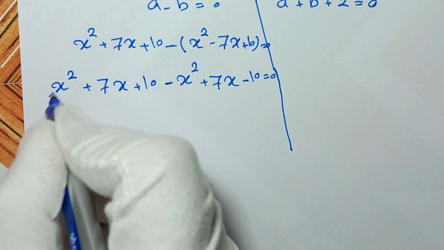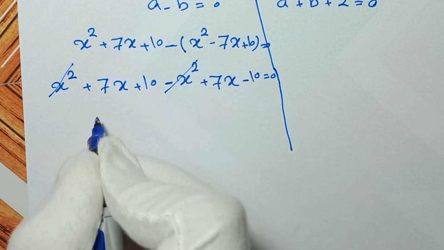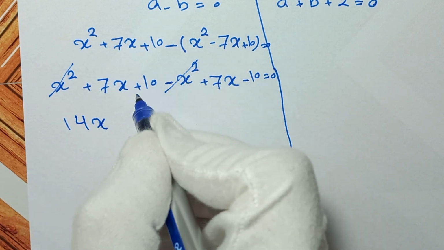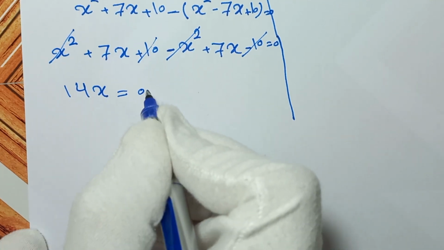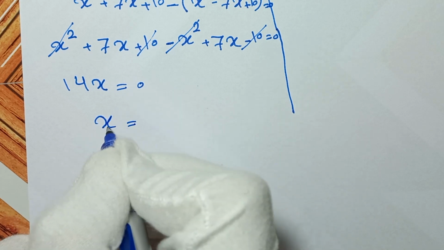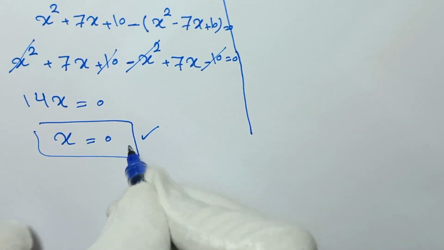And in here x squared will cancel this x squared, and 7x plus 7x will be 14x, and this 10 will cancel this negative 10, and equals 0. And we divide both sides of this equation by 14, so it will be x equals 0. And this is our first answer.